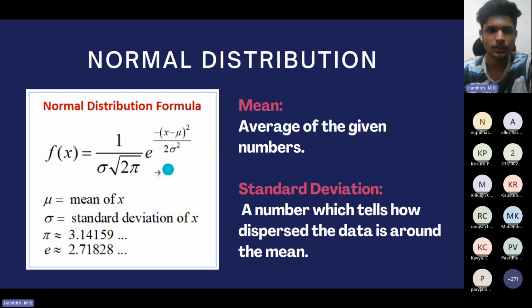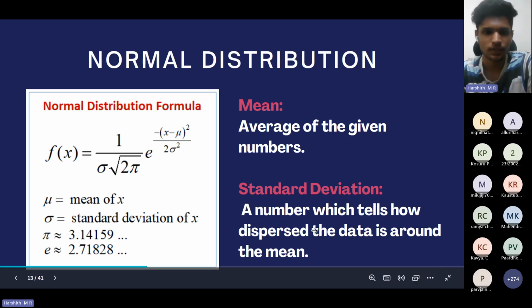Similarly, there is a formula for standard deviation too. Standard deviation intuitively tells how the data is dispersed around the mean, whether it's broadly dispersed or whether it's narrow. When you apply the formula, you get a number, and that number tells you how the data is dispersed. So this is the normal distribution formula.